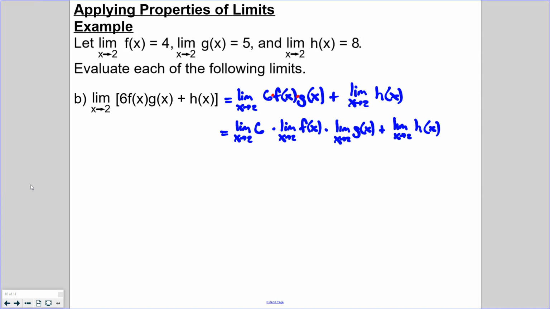Another way you could do this problem is you might have noticed that 6 is a coefficient, so if you'd prefer to factor the 6 out of the limit and treat that as a coefficient, that is 100% a-okay as well. I'm just deciding here to use multiplication.